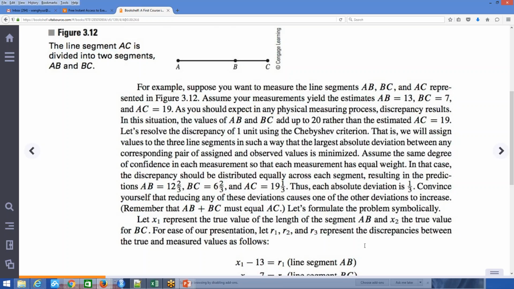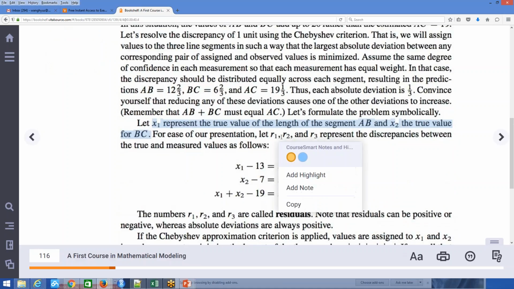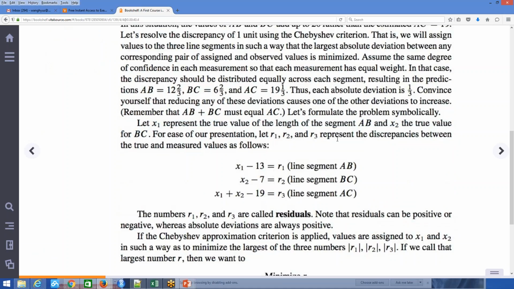We can use some sort of linear equations to represent that. Let x1 represent the true value of the length of AB, and x2 the true value for BC. In that case, R1, R2, R3 represent the discrepancy between the true and measured value, so that x1 minus R1 is 13. In other words, x1 minus 13 equal to R1, etc. In this case, the numbers R1, R2, and R3 are called residuals.